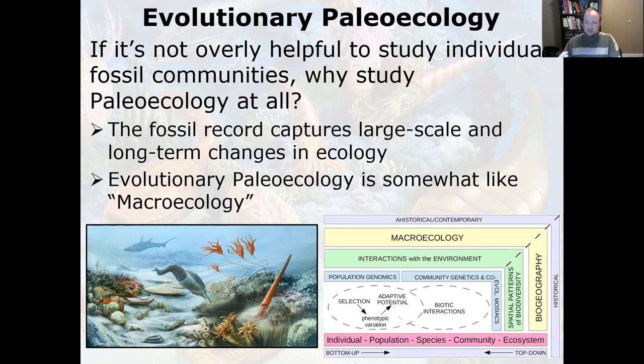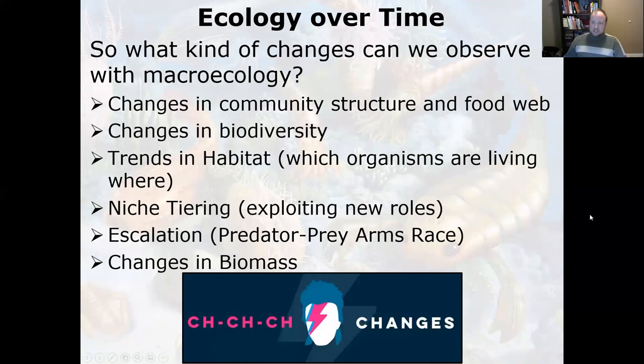The analog to evolution is more of a species-based concept, while this is more of a community and ecosystem-based concept. We're moving up that scale. Evolutionary paleoecology is somewhat like macroecology, where just like macroevolution looks at long-term changes like speciation, we're looking at long-term changes in communities and how they change through time. So again, kind of moving up this scale, larger time frames. It's ecology over time.